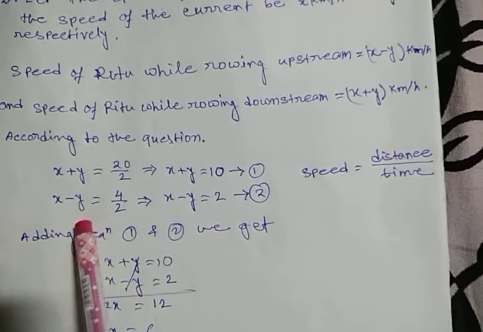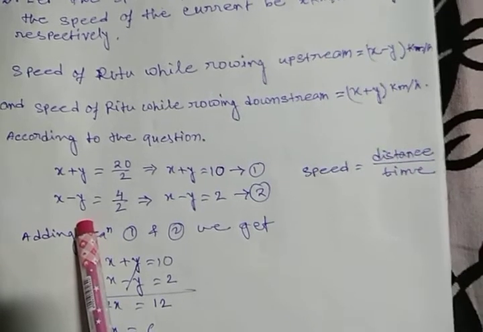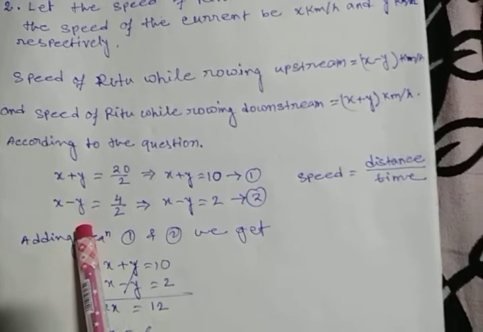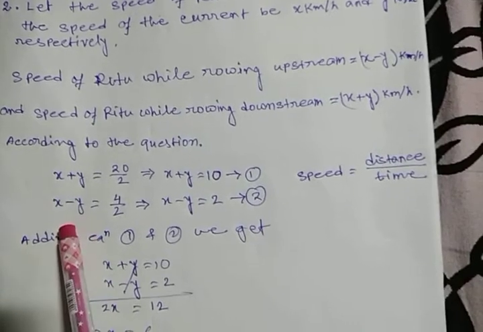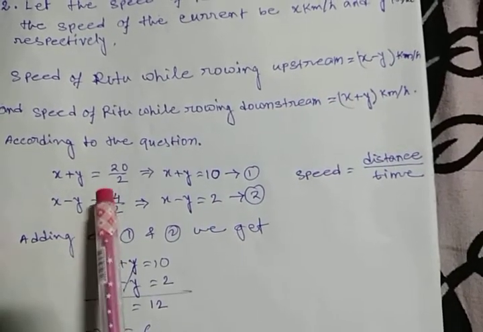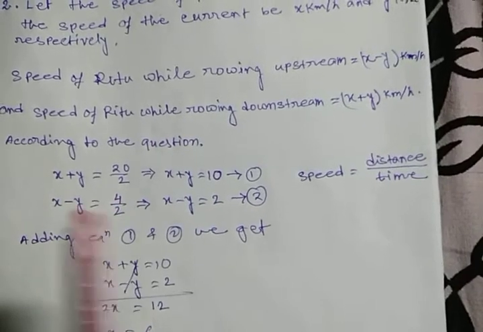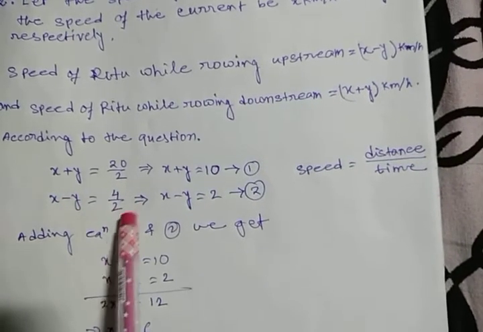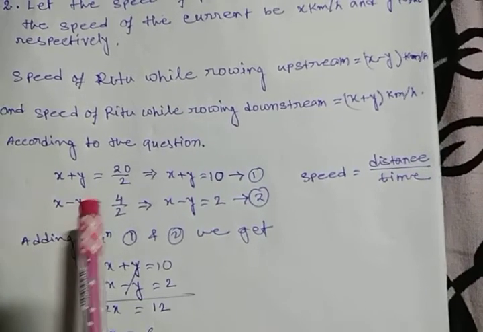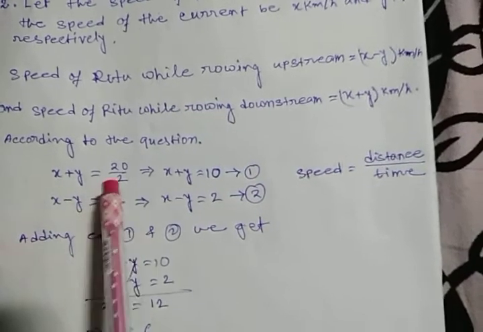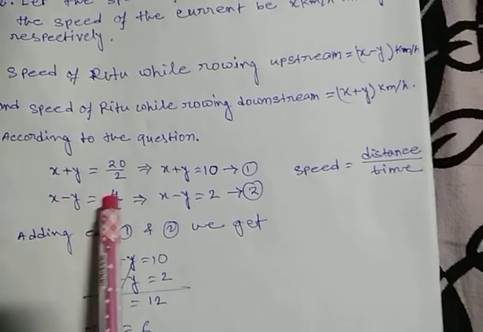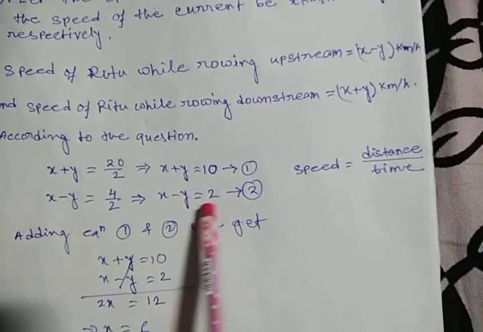While Ritu is rowing in downstream, sorry, not downstream, upstream. That means in the second case, the resultant speed is x minus y, and that equals the distance by time. Distance is 4 km and time is 2. So speed is equal to distance by time. Because Ritu can row upstream 4 km in 2 hours. So distance is 4 km and time is 2 hours. So speed is equal to distance by time. So x minus y equals 2.